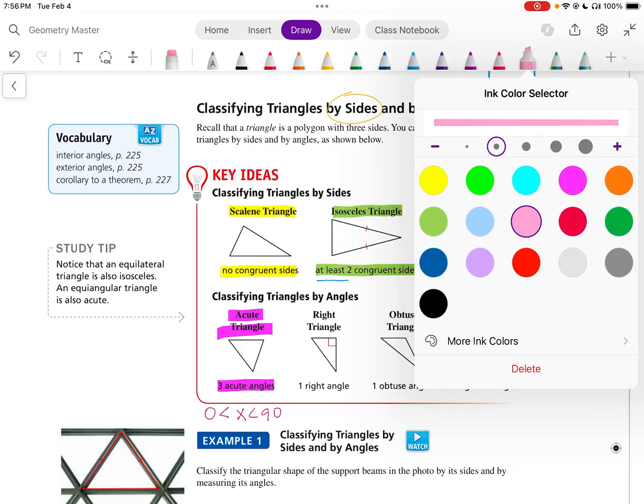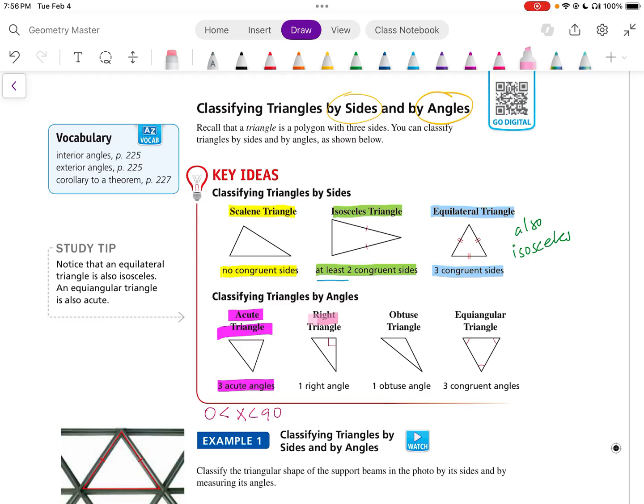Triangles that have one right angle are known as right triangles. Make sure that you are looking for the marked right angle. Don't assume that because it looks right, it is. It has one angle that is exactly 90 degrees.